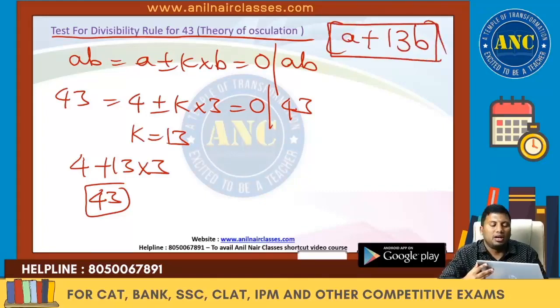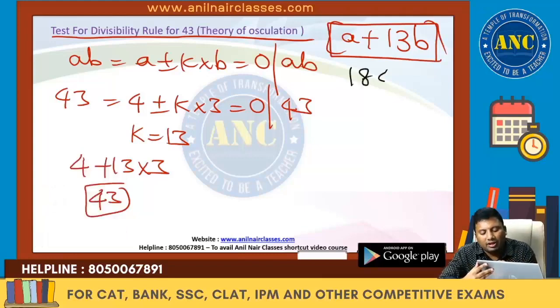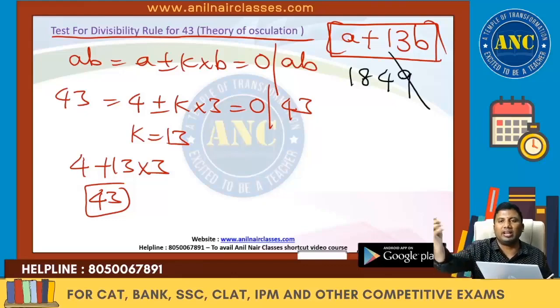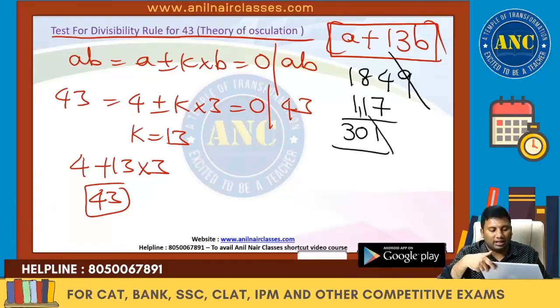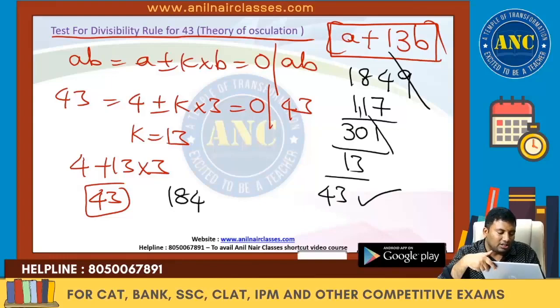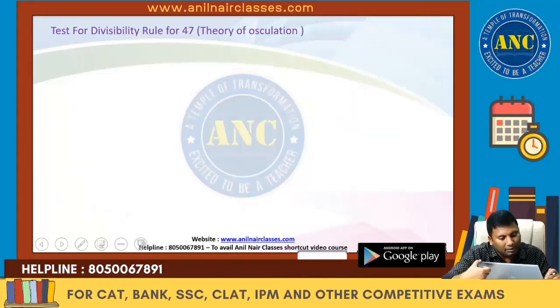Are you all with me? A plus 13b. For example, 1849 is there. Take the unit digit. 9 13s are 117. Again it will be 301. Multiplied by 13. 30 plus 13, 43. So 43 is divisible by 43. The answer is 1849 is divisible by 43. Idea clear, right? Divisibility rule for any prime number.